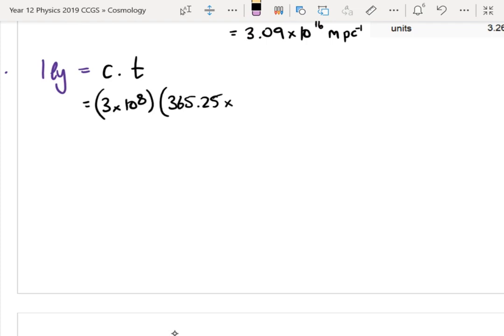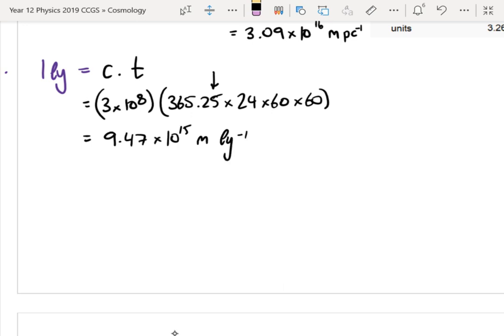We'll use 365.25 times 24 times 60 times 60. Now, remember there's a leap year. Every 4 years we have to add a day. So in a year we're going to have a quarter there. A question a few years prior required the seconds in a year, and if you use 365, you're not penalised because to 3 sig fig it's the same. But some students use the 0.25. That's fine. The calculator spits out 9.47 times 10 to the 15 meters per light year.